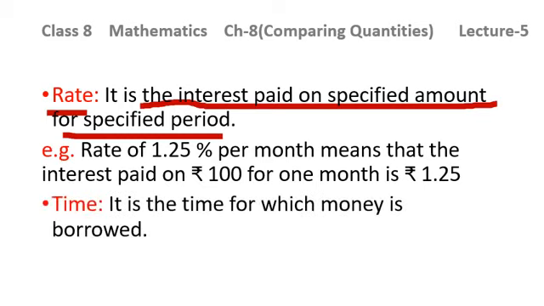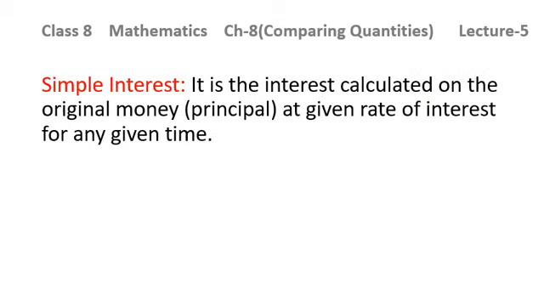Now, time. Obviously, we have discussed it in the previous slide also. It is the time for which the money is being borrowed. Simple as this. So rate is the interest paid on a specified amount for a specified period. Time is for how much duration or time period you are keeping that money that is borrowed. It is the time for which the money is borrowed.